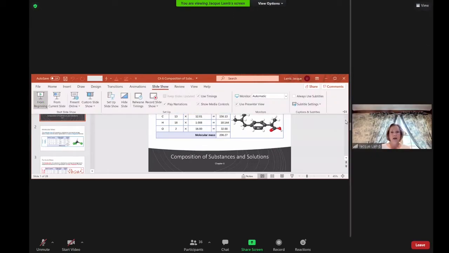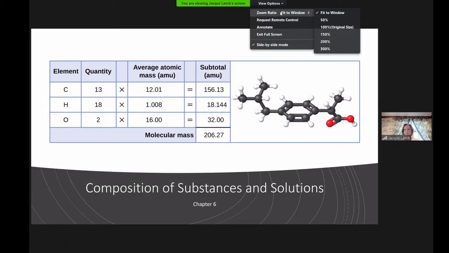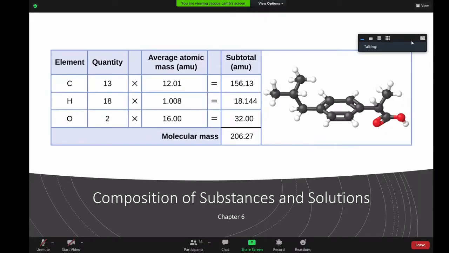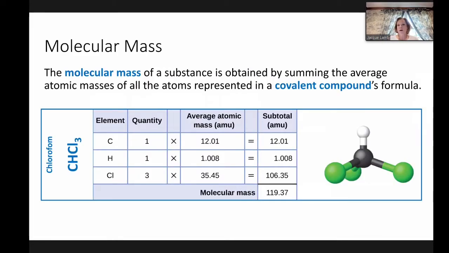Okay, so we're actually going back to some quantitative chemistry at this point. We have done some of this before, so this isn't brand new, but we're going to expand on what we've done. We're talking about, among other things, the composition not just of substances, but also of solutions. So we've talked before about how to calculate the molar mass of a compound.